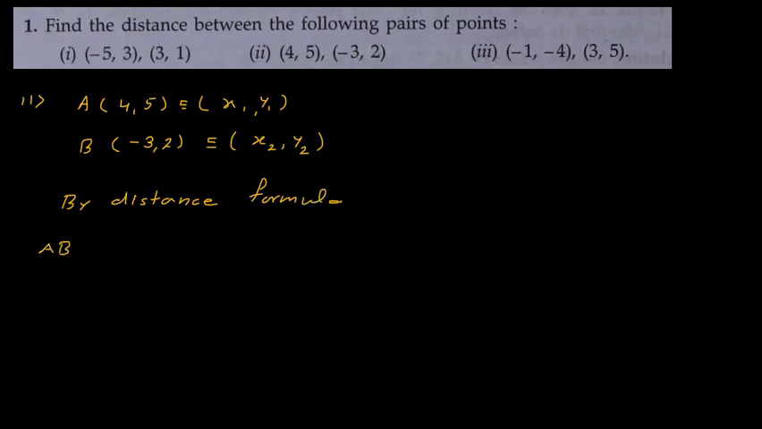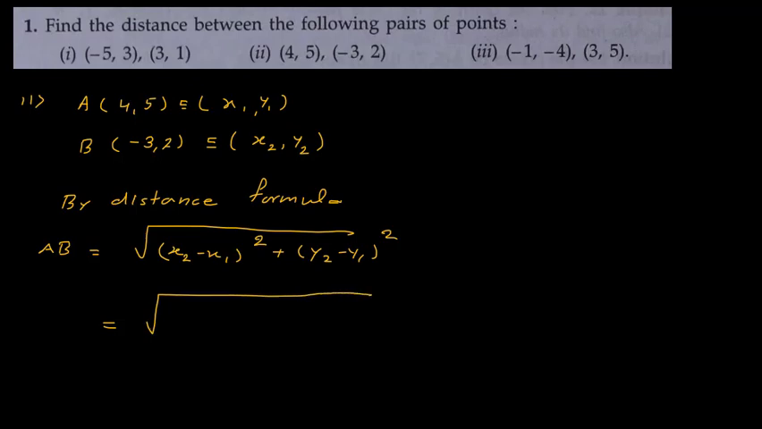you have this AB equal to root of x2 minus x1 the whole square plus y2 minus y1 the whole square. So this will give you x2 is minus 3, minus 3 minus 4 the whole square plus here we have 2 minus 5 the whole square. So this will give you square root of minus 3 minus 4 is minus 7, minus 7 the whole square plus 2 minus 5 is minus 3 the whole square.